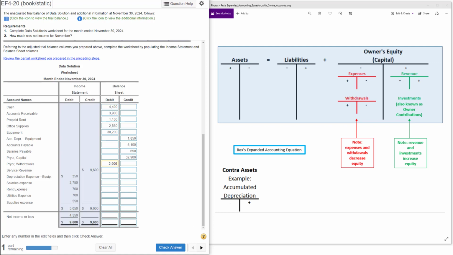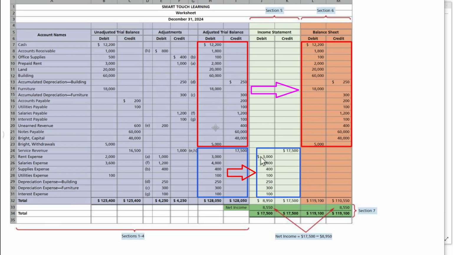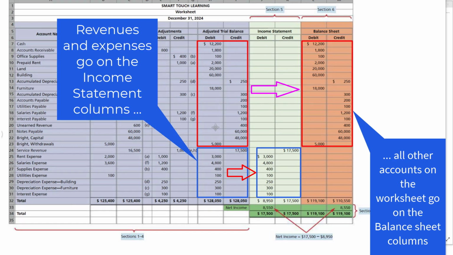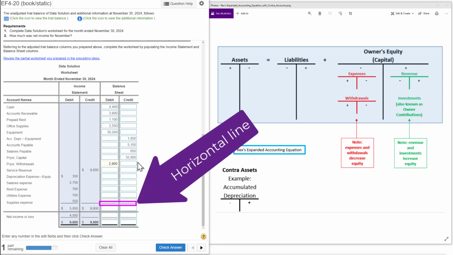So really what we're doing, let me get back to our example here, is on the adjusted trial balance set of columns, we're moving every single account balance over to either the income statement columns or the balance sheet columns. Notice none of these accounts appear in both. So basically you're just shifting revenues and expenses over to the income statement columns, and everything else goes to the balance sheet columns. So now let me double check this to see if it looks good. Okay, so far so good.